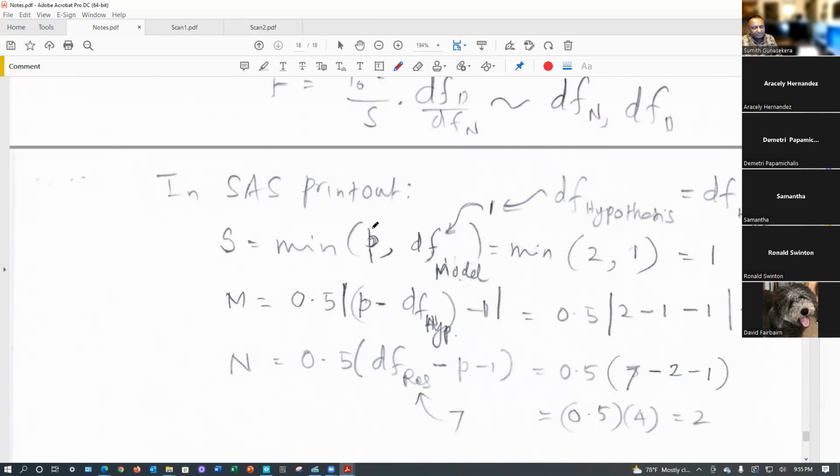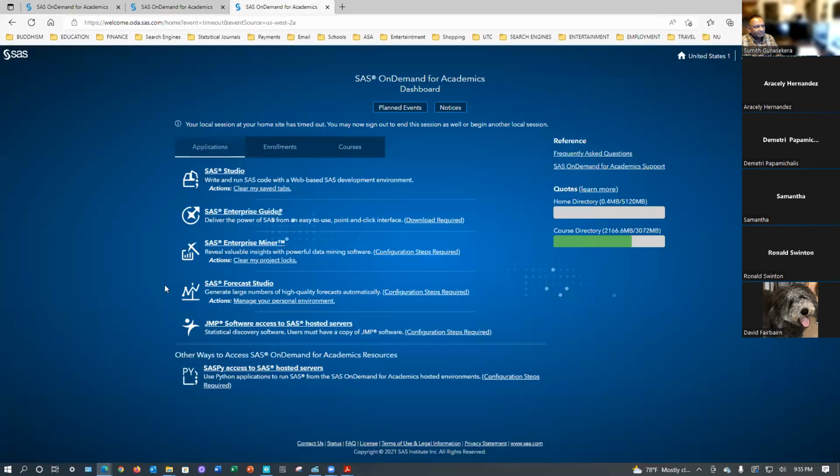You can see the degrees of freedom when we run that one. M is nothing but 0.5 times the absolute value of P minus the degrees of freedom of the hypothesis. This is related to an example. Okay, let's look at this.